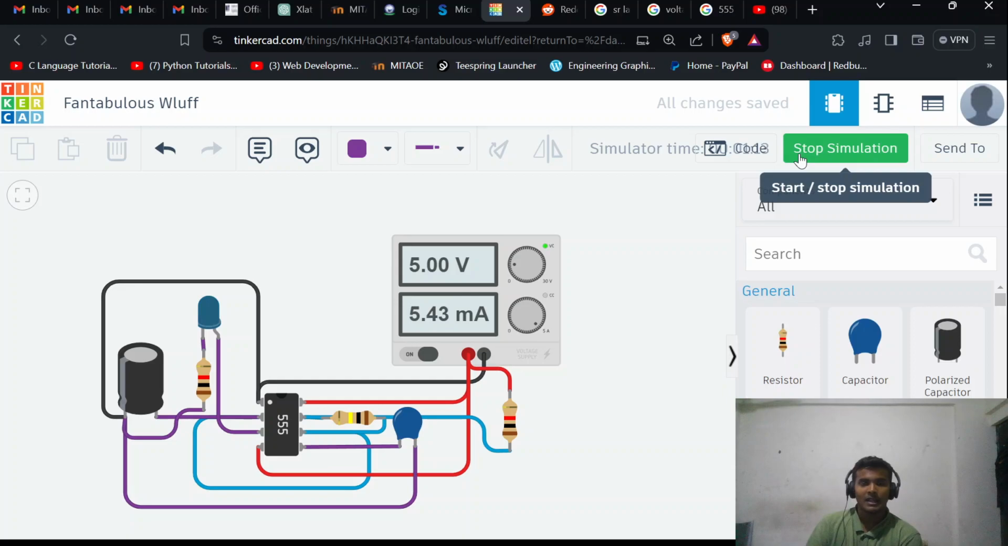Similarly, in the bistable mode, there is a push button. Suppose the output of the 555 timer is 0, then you push, it will become 1 and it will stay 1 until you push it again and make it 0. So it is stable at both states, 0 and 1. Monostable is stable at either 0 or 1. That means suppose it is stable at 0 and you push the button, for the amount of time you are pushing the button, it will stay 1. When you remove your hand, after some time it will come down to 0.